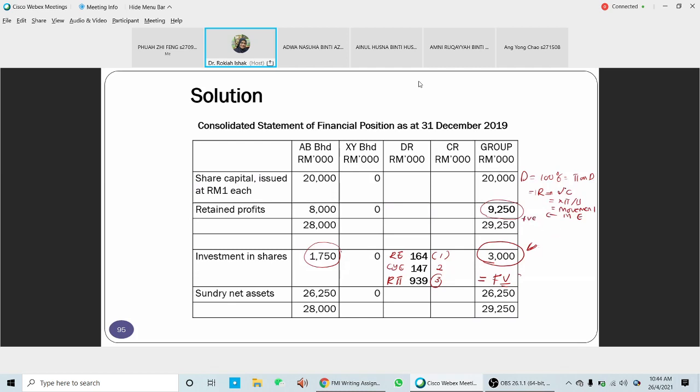The second case is from control becoming an associate. You dispose more shares, and now you have shares which is more than 20% but less than 50%. For this one, you're going to account using the equity method. The other case is from control becoming a simple investment, so you're going to account using the cost method.